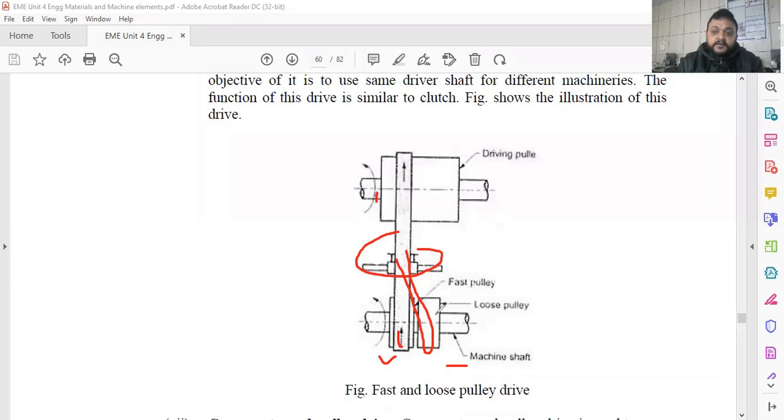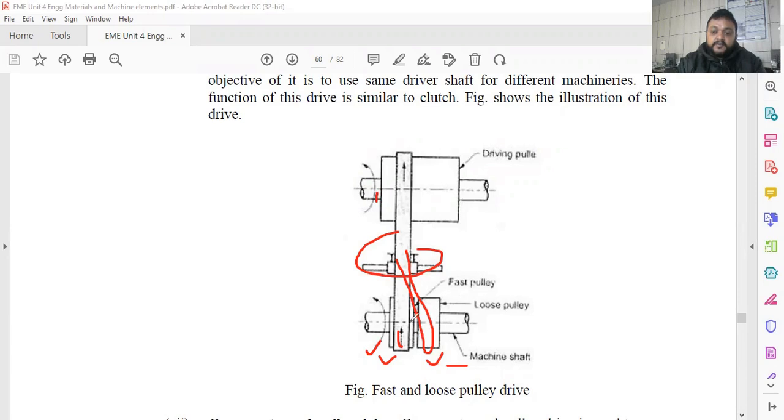And when we wound this belt over the loose pulley, what happens? There is a disengagement of the driving pulley with the machine shaft. So the machine shaft is basically the fast pulley and the loose pulley is the idle pulley. Simply, we can call it the disengagement of the driving shaft with the driven shaft.